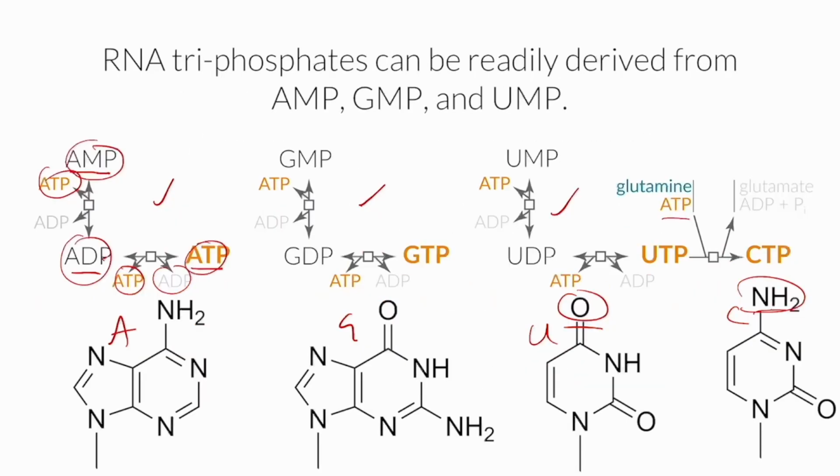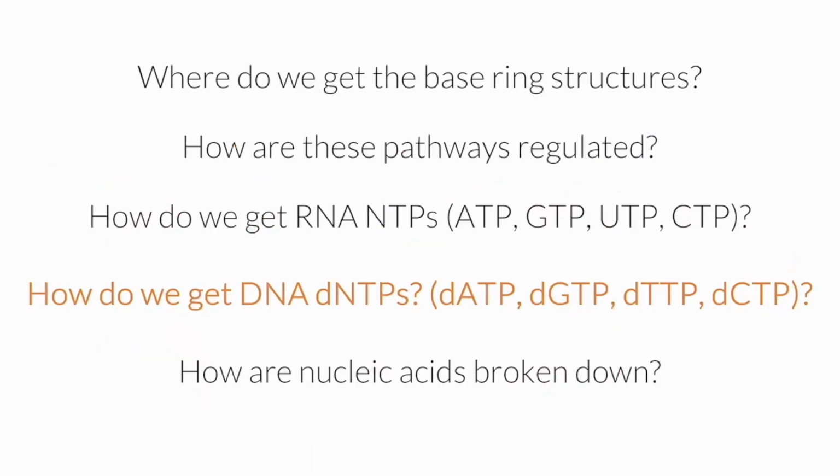Okay, hopefully you're satisfied now. We know how we can go from PRPP all the way down to AMP, GMP, and UMP, and now we know how we can get to ATP, GTP, UTP, and CTP. What about DNA bases, right? How do we get to those?